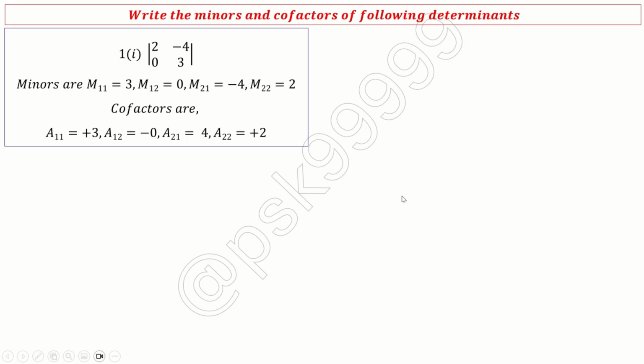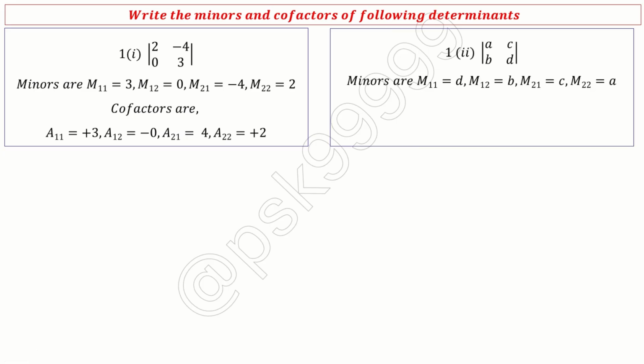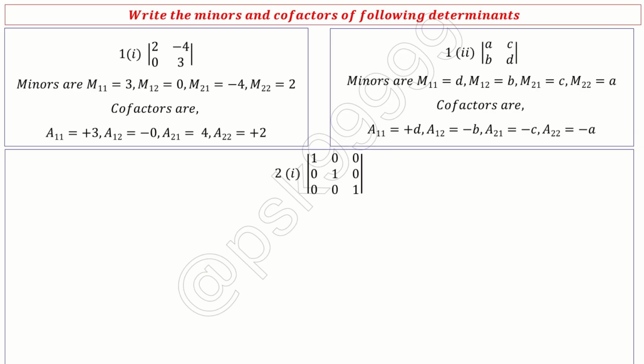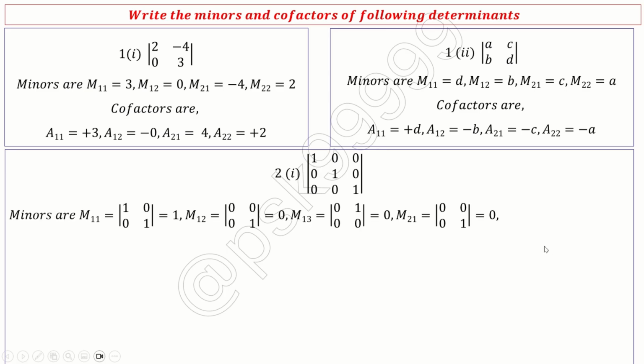Hope you understand how to do this for a 2 by 2 matrix. Very simple. You can do it yourself for the others. And for 3 by 3 I'll take this example and explain how to do it. For this element A1,1, first is the minor. I will leave this row and this column, so I'm left with 1 0, 0 1. This determinant is my minor, which is nothing but 1. 1 into 1 minus 0 into 0, which is 1.